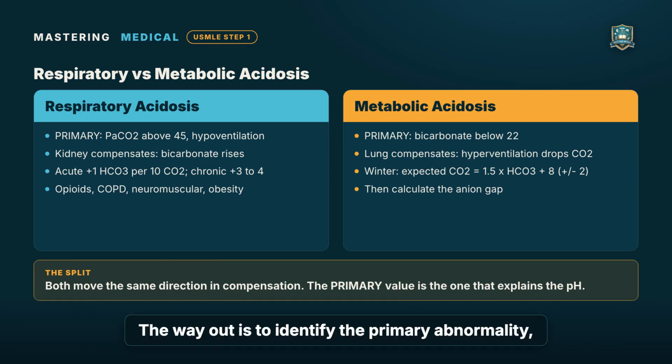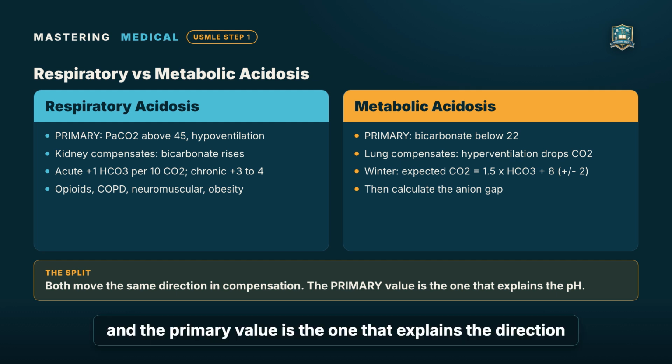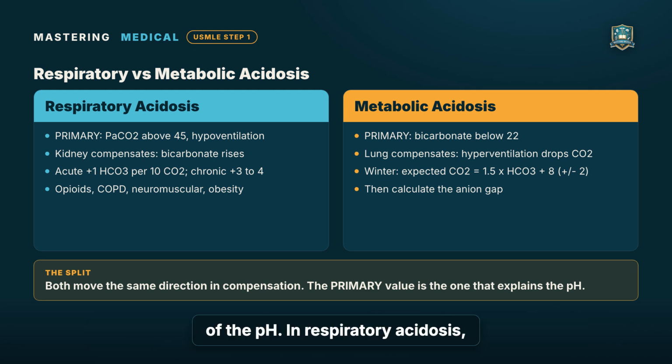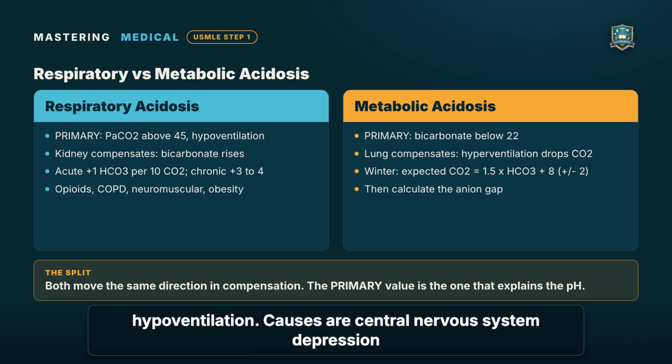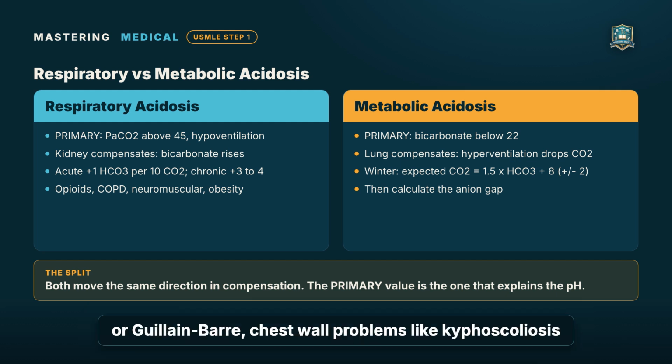The way out is to identify the primary abnormality, and the primary value is the one that explains the direction of the pH. In respiratory acidosis, the primary problem is a carbon dioxide above 45 from hypoventilation. Causes are central nervous system depression from opioids or sedatives, neuromuscular disease like myasthenia or Guillain-Barré, chest wall problems like kyphoscoliosis and obesity hypoventilation, and severe lung disease.